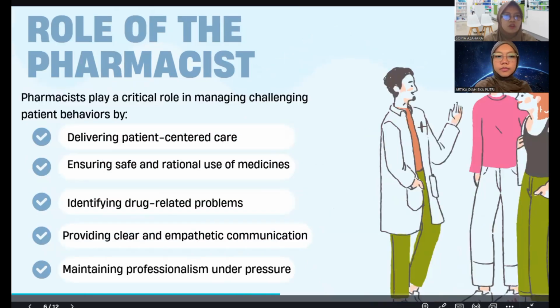Okay, for the role of the pharmacist, pharmacists play a critical role in managing challenging patient behavior. The first is delivering patient-centered care. The second is ensuring safe and rational use of medication. Third is identifying drug-related problems. The fourth is providing clear and empathetic communication. And the last is maintaining professionalism under pressure.